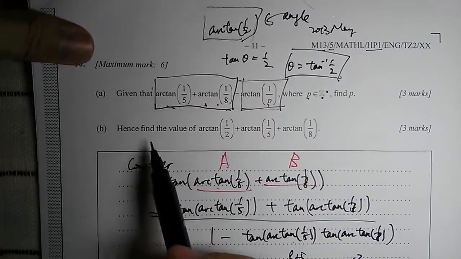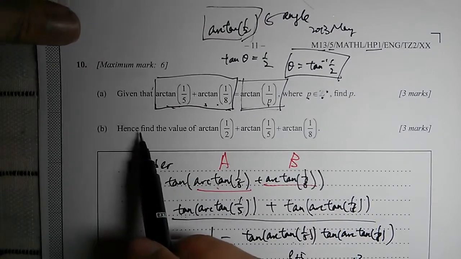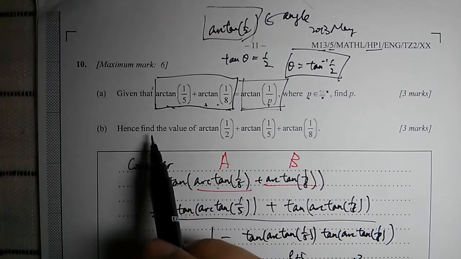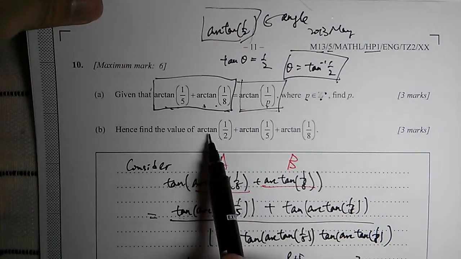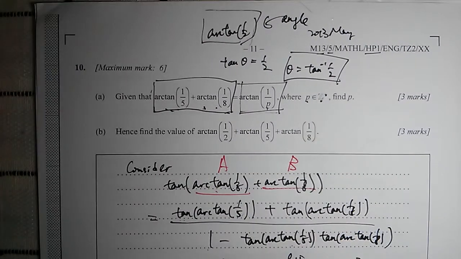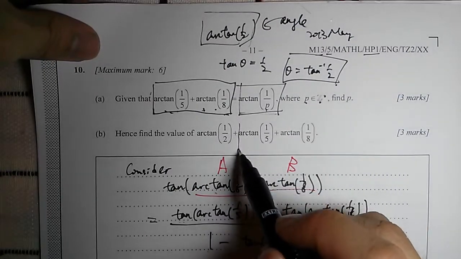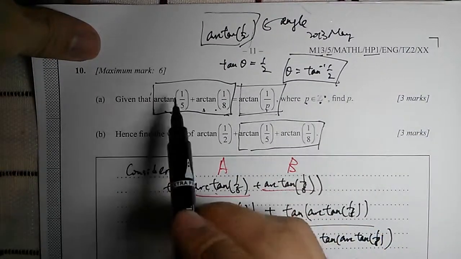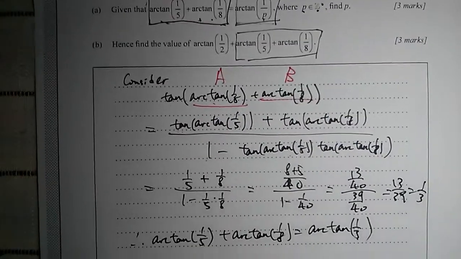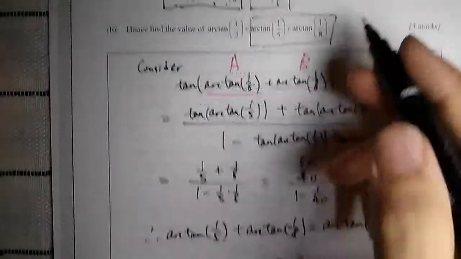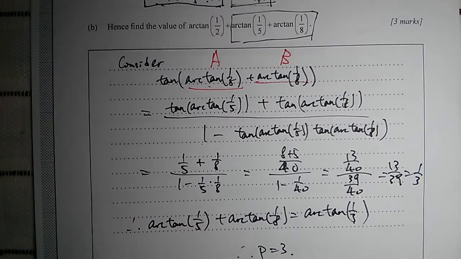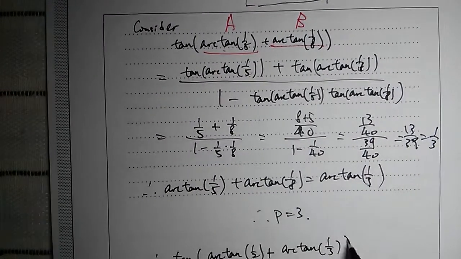Second part: hence, that means you must use part A. If the question says hence, comma, or otherwise, that means it's fine if you don't use part A, but it's a great hint that you should probably use part A. Find the value of arctangent half plus arctangent and so on. Obviously you can do exactly the same thing, with arctangent 1/5 plus arctangent 1/8 being arctangent 1/3. So easy. Therefore, we will consider the tangent of the same, half plus the latter part. The latter part is just arctangent 1/3. I will just write it out.